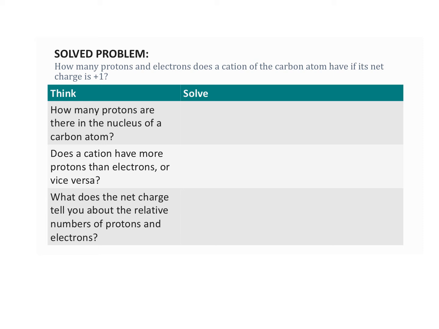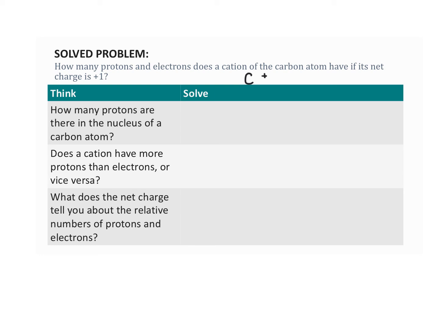So how many protons and electrons does a cation of the carbon atom have if its net charge is positive 1? We've got a carbon atom and its charge is positive. Here are some things you need to think about. How many protons are there in the nucleus of a carbon atom? We always want to start with protons. Remember, protons aren't going to change.